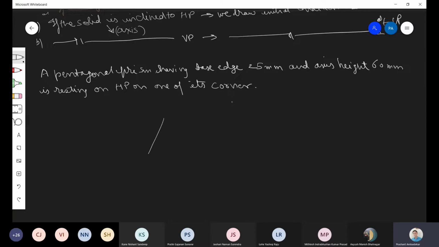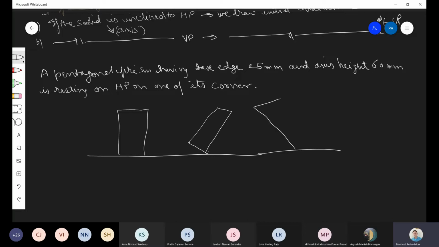So initially I can say that this pentagon would be something like this. See, this initial thought should come in your mind. Initially this will be like this, and then it will be inclined such that something like this, or we can also incline it in this direction, whichever direction we want. And here we have to draw a pentagon resting on HP on one of its corners. So if I incline it like this, say this is condition 1 and this is condition 2, I can either solve it by 1 or solve it by 2.